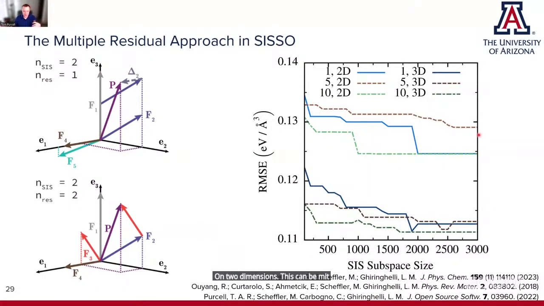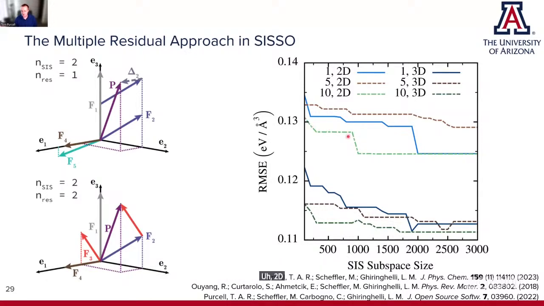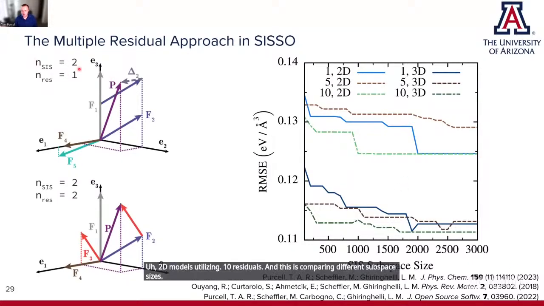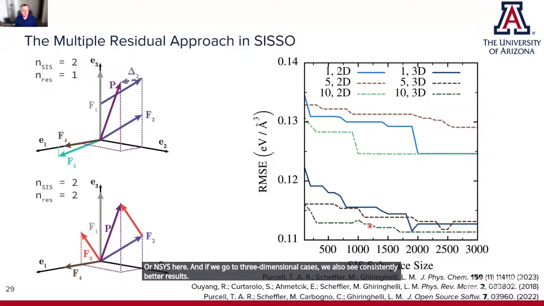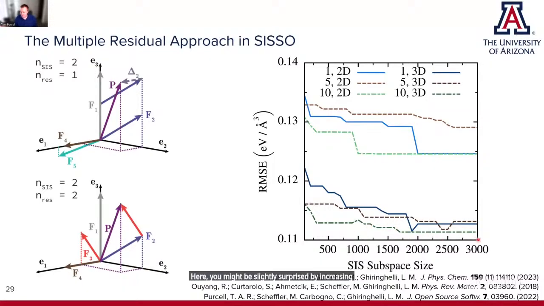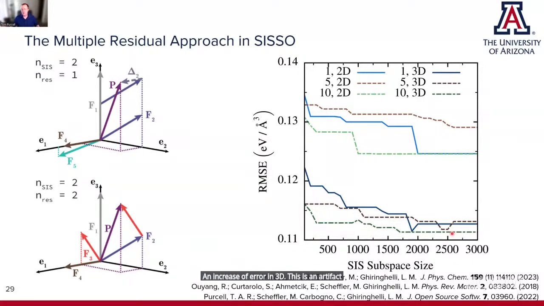This can be mitigated by just adding this as a hyperparameter that you need to optimize during hyperparameter optimization, where we see that it does significantly improve the performance of our 2D models utilizing 10 residuals. And this is comparing different SIS subspace sizes, or NSIS here. And if we go to 3-dimensional cases, we also see consistently better results. Here you might be slightly surprised that by increasing our SIS subspace, we can actually have an increase of error in 3D. This is an artifact of the underlying projection procedures that we're doing and utilizing these subspaces.